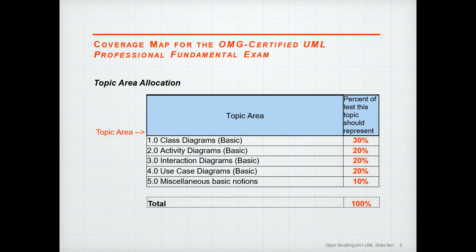Here they present some topics and the weight for each topic in this certificate. The first topic is the class diagram, which takes about 30% in this course. Activity diagram 20%, interaction diagram 20%, use case 20%, and finally basic notation just 10%. So all of this is 100% of the certificate.